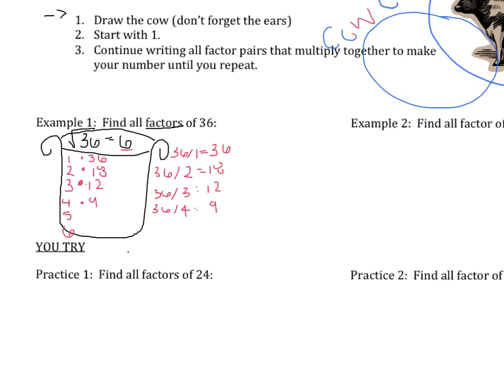And then I'm going to try 36 divided by 5. When I do 36 divided by 5, I get 7.2. That's a decimal. And remember, factors are only whole numbers, numbers that divide evenly into another number. So I'm going to cross out 5 because that's not one of our factors of 36. And then our last one, 36 divided by 6 is 6.